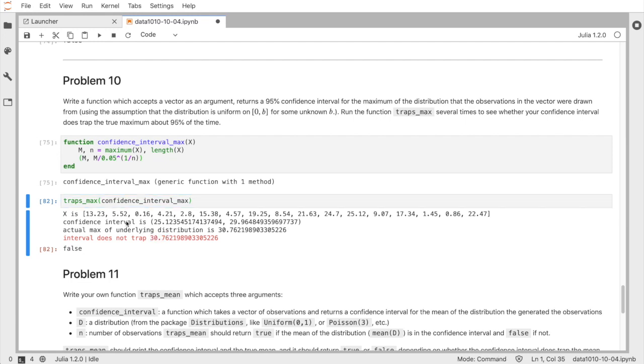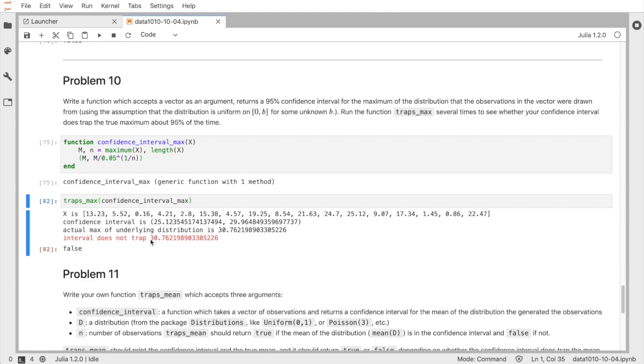In this case, for example, the biggest value we got was 25, and we got quite a few observations, and the actual maximum was over 30. So when we divided 25 by 5% to the 1 over however many observations there are, we didn't quite get up to the actual maximum. And here, if you run this many times, you really will get very close to 95%. There's no cheating. There's no approximation happening here. This calculation we performed is exact.